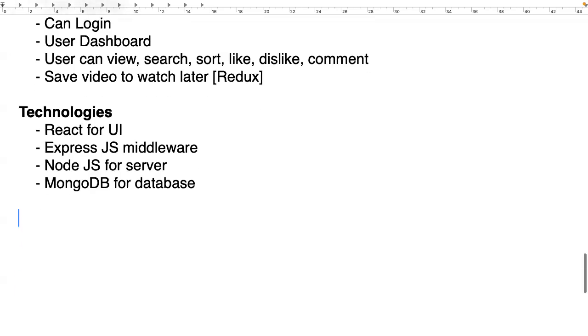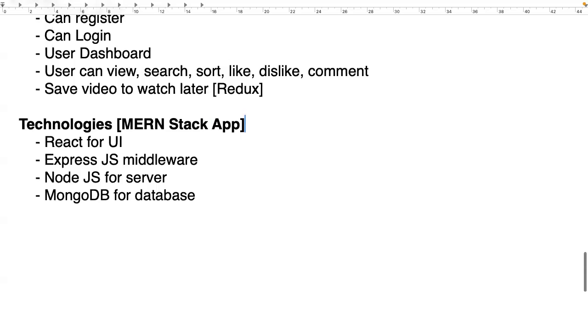So here React is for UI. Actually, it is officially called the MERN stack. It is a MERN stack application, which means MongoDB, Express.js, React, and Node. It can be replaced with the MEAN stack, where Angular will come into the picture in place of React.